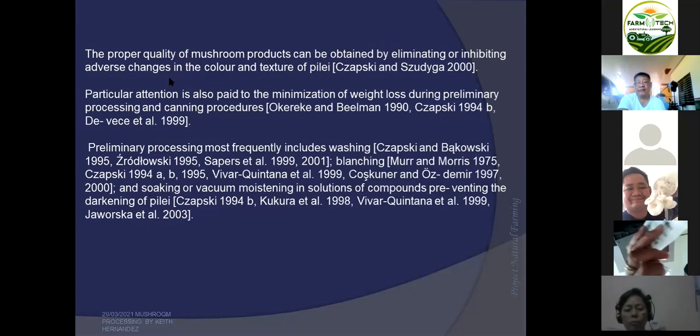Now, the proper quality of mushroom products can be obtained by eliminating or inhibiting adverse changes in the color and texture. This is according to Sapsky and Zudica, 2000 na libro nila. Grabe yung research, no? Particular attention is also paid to the minimization of weight during the preliminary processing. Ayaw natin na nag-dry up. Gagaan eh. Gusto natin ma-retain yung moisture, no? And preliminary processing mostly frequent includes washing, blanching. Ayan, puro yan libro. So for educators, you can use this or yung mga nagre-research.